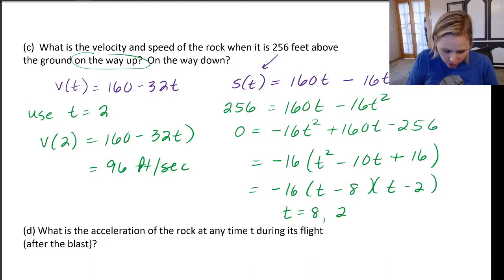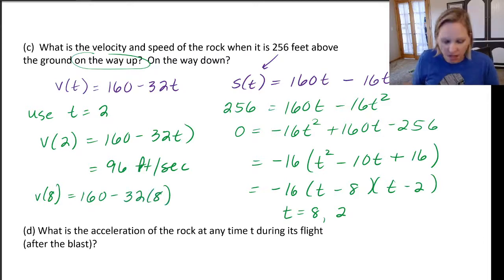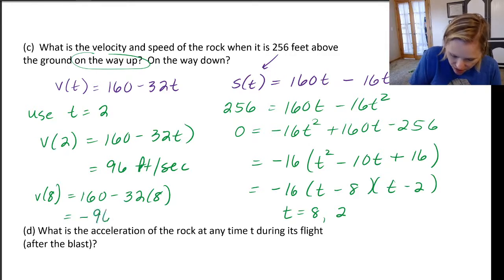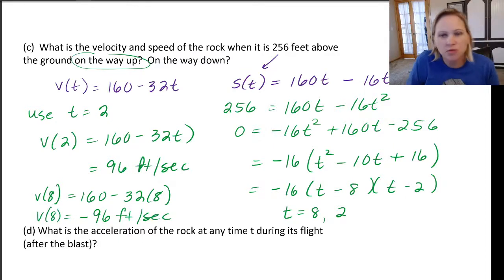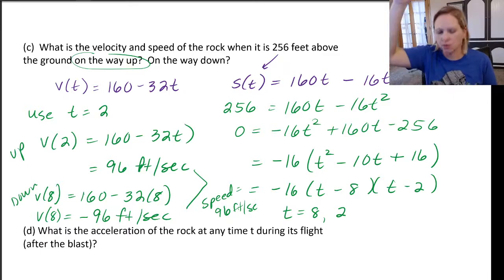Now, on the way back down, when I'm at v of 8, consequently, I think I'll also get 96, but I'll get negative 96 feet per second. So the speed in both cases, this is on the way down, this is on the way up, the speed in both cases is the absolute value. It's just 96. So the velocity, that negative velocity, says I'm going downward. Positive velocity says I'm going upward. So that's how velocity is helpful. It gives us that nice directional indication.